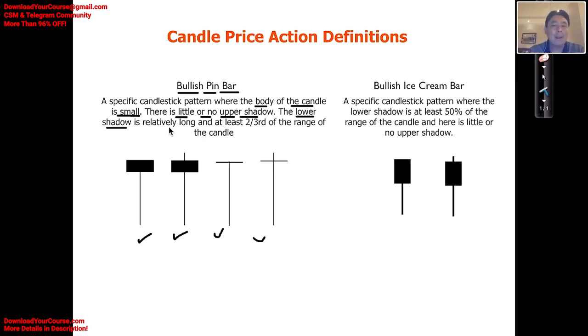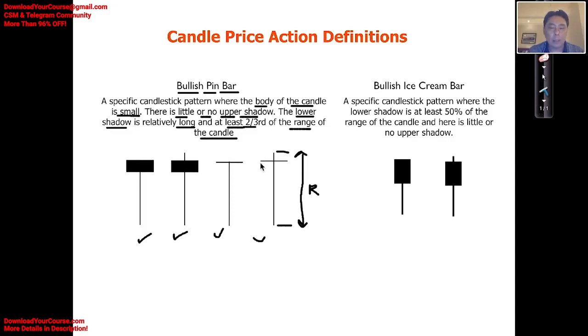Okay? And again, what is long? So long means the lower shadow or tail has to be at least 2/3 of the range of the candle. So this is just an approximation. So in other words, remember that the range of the candle is the top to the bottom. That is known as the range. Let me just draw that. That's the range of the candle.